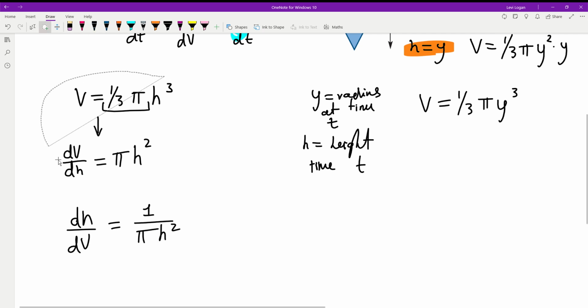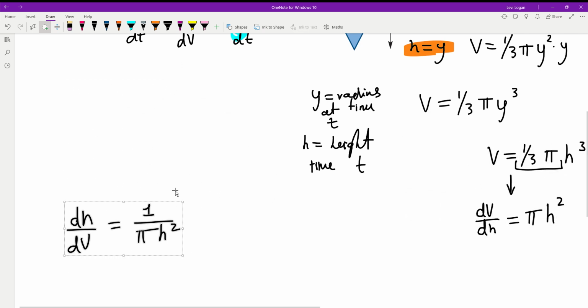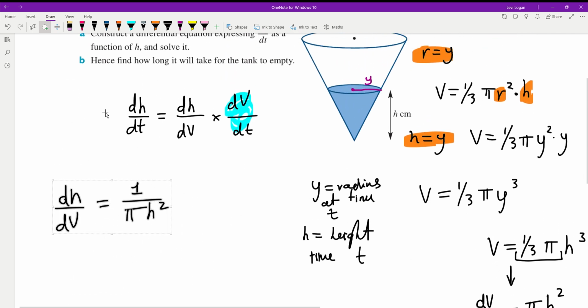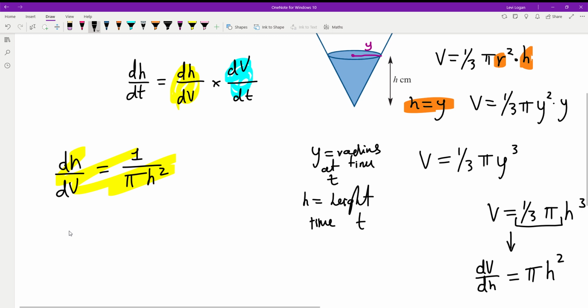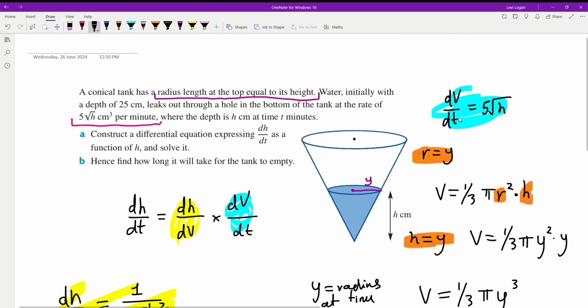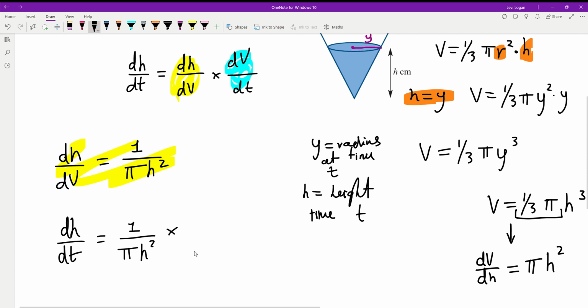Okay. Now let's get this stuff out of the way because we don't need that anymore. So we can then substitute this into our expression we have above here. So we'll have dh/dt is equal to 1 over pi h squared times, and what do we have up here? 5 square root of h. So 5 square root of h. Okay. So all I do is just chuck that there, and then chuck that there.